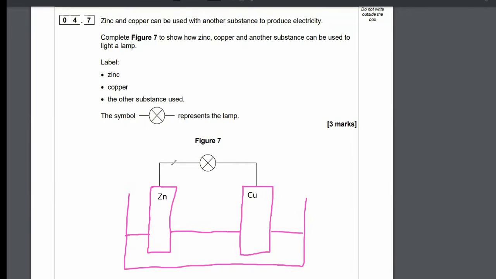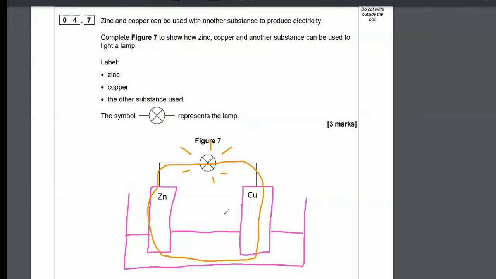I want the electricity to be able to flow down these metal electrodes through the solution, back up through the wires and through the lamp, and then that is going to turn my lamp on. The fact that I can have a flow of electricity. Why can I have a flow of electricity? Because zinc and copper have different reactivities.